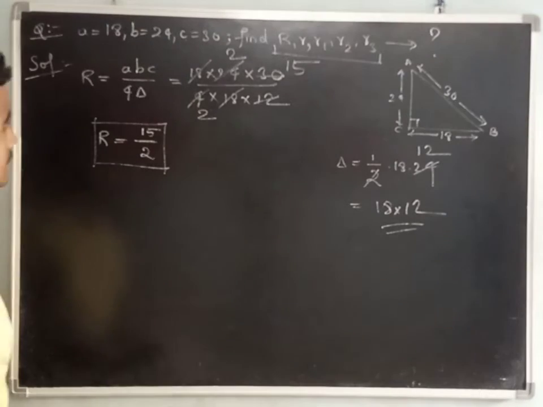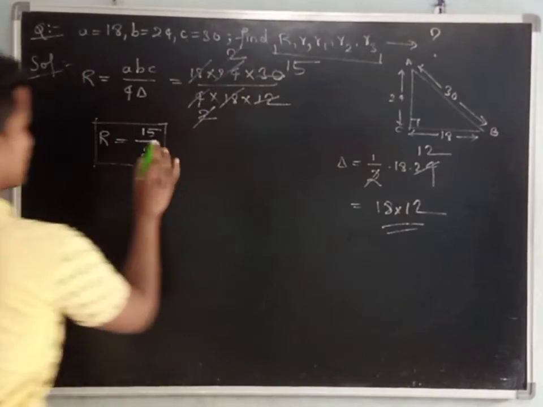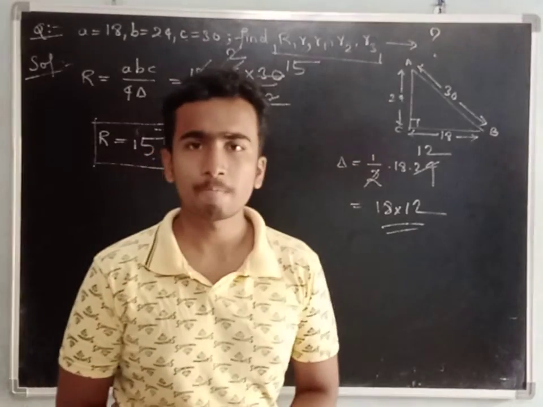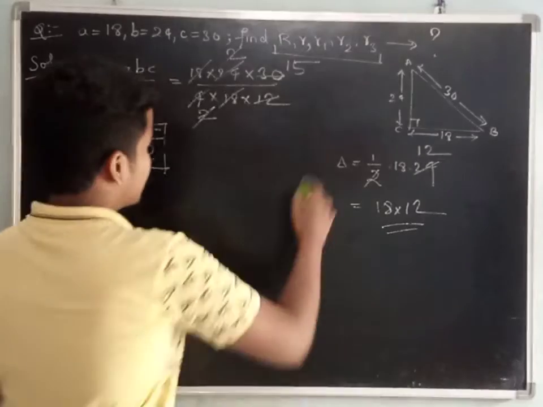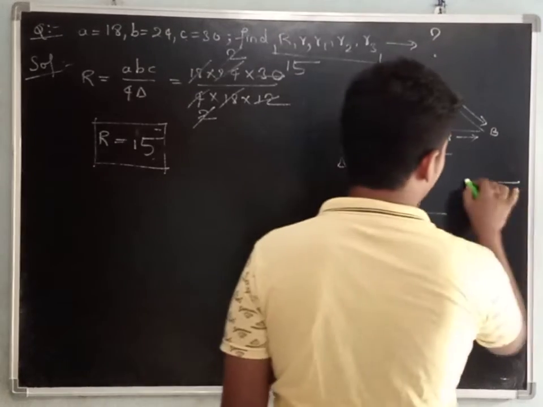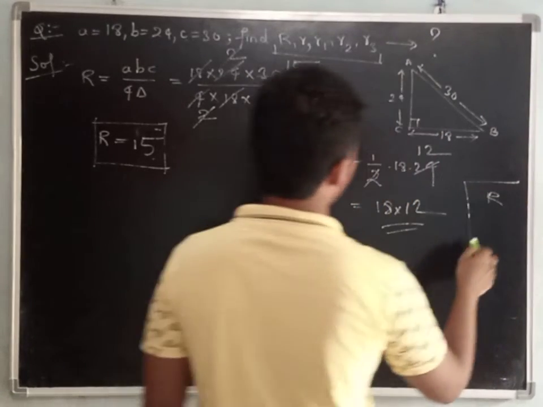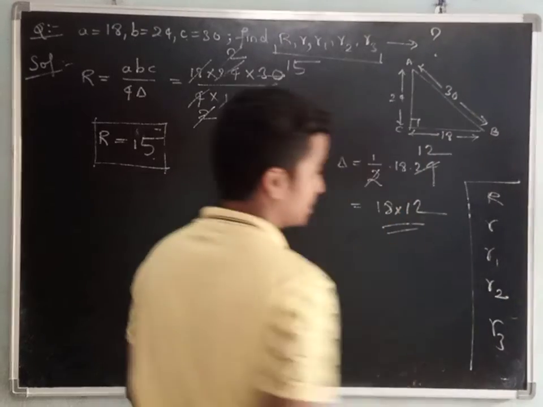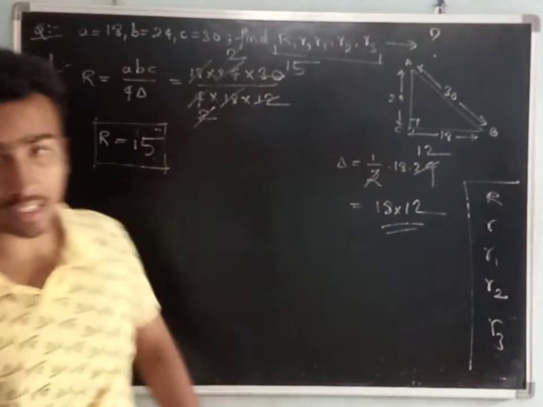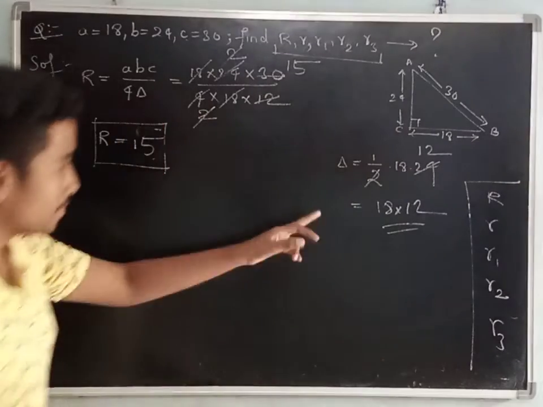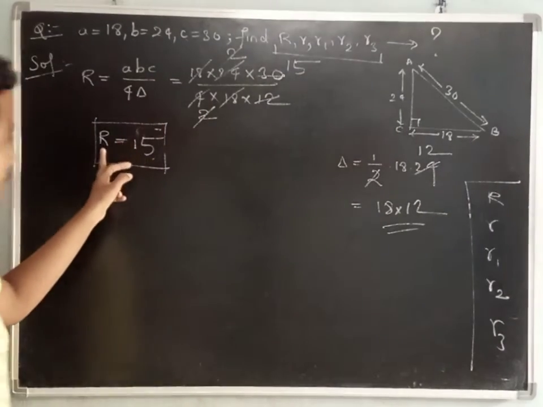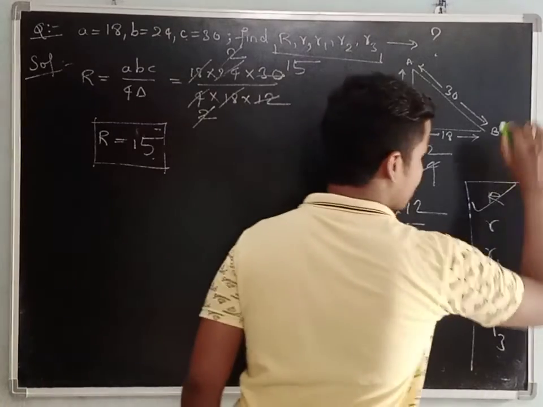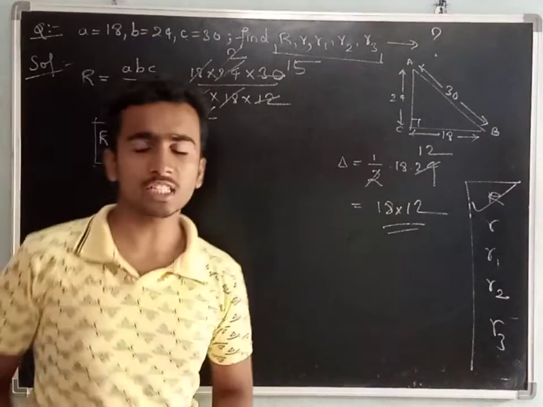Radius of the circumcircle is nothing. Wait, 2 gets cancelled. So finally, radius of the circumcircle is going to be 15. Okay. So here he is asking us to find capital R, small r, r1, r2, r3. These are the parameters that the questionnaire is asking us to find. From among all this, we have found the radius of the circumcircle, capital R, as 15 units. So, first part is over. Let's move to the next part.